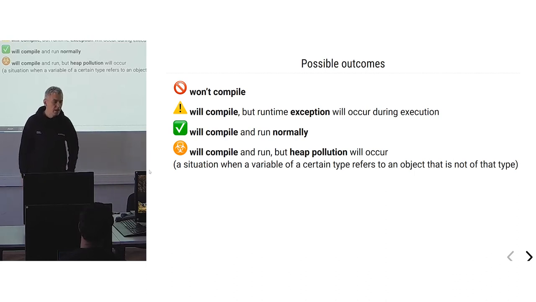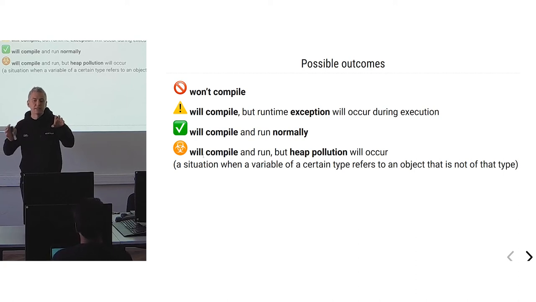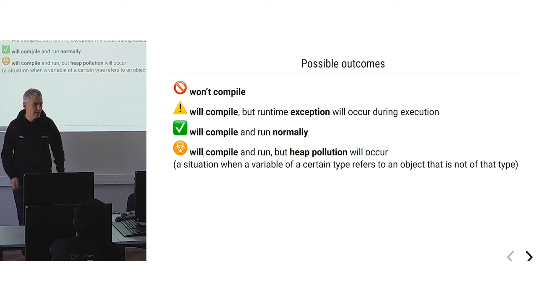It runs as standard. And this biohazard sign means that something dreadful happened. That code will compile, it will run, but it spoils heap, it spoils memory. In the Java language specification, this situation is called heap pollution, and this means that we have a variable of some type, but an object of inconsistent type is somehow assigned to this variable. You might wonder how that is going to happen, but I will show you the way to do this in Java. In Kotlin, unfortunately, we can't do this. So: won't compile, will compile with exception, will compile and run, and biohazard.